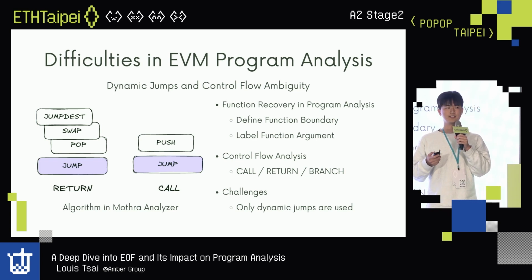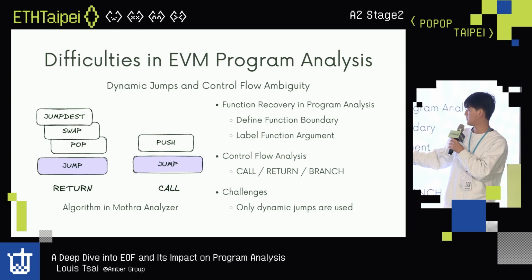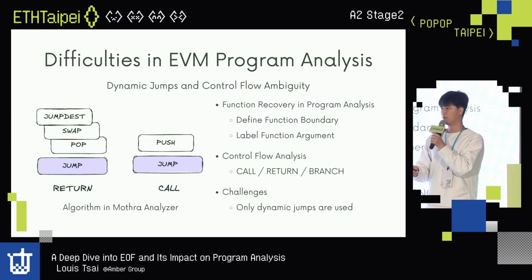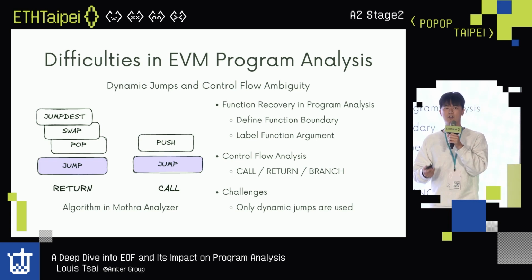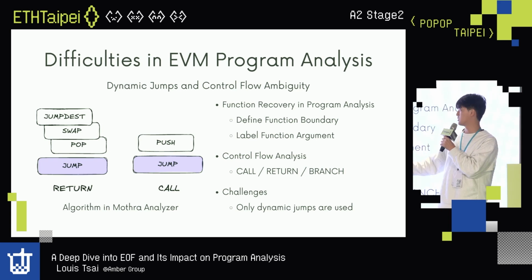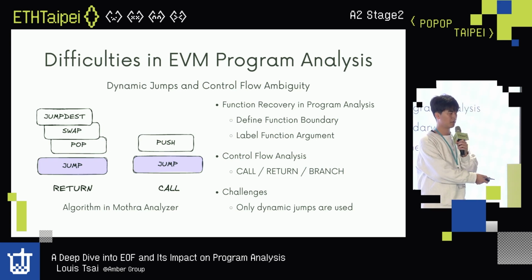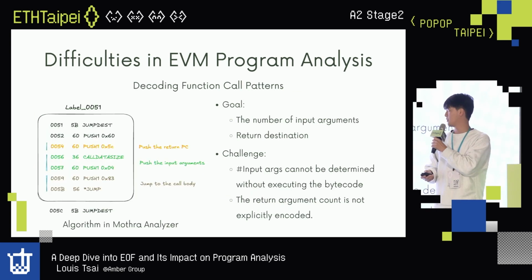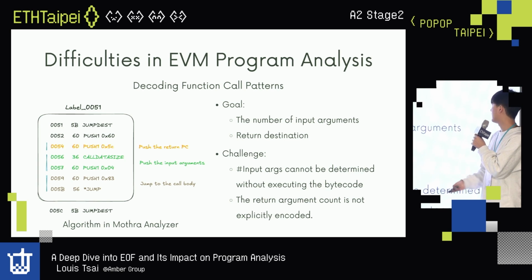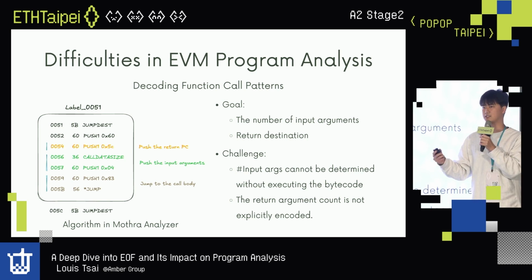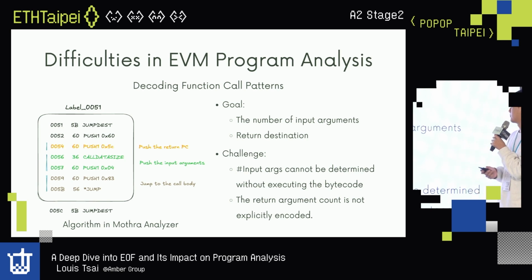However, if the preceding operation is pop, swap, or jump test, we will classify it as a return. So now we are able to decode the code and return pattern. But that is not enough. We want to further decode the return address and the number of input arguments for these functions. And we built another analyzer for analyzing this data.